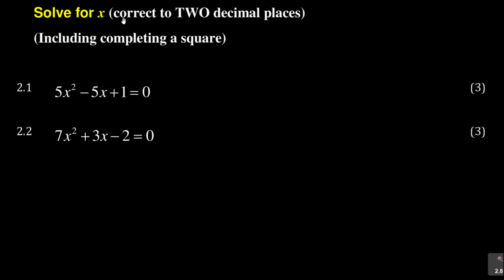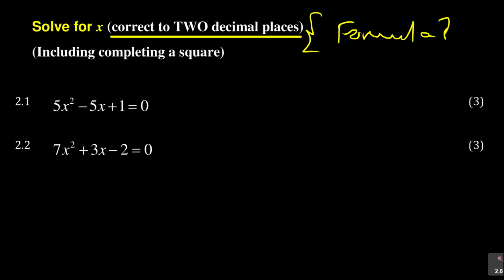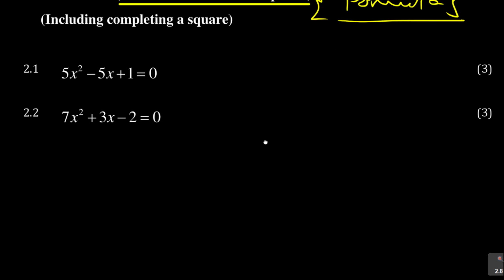It says solve for x correct to 2 decimal places, including completing a square. Now guys, these are the hints. If they say correct to 2 decimal places, the moment they put that, just know you are going to use the quadratic formula. Whenever you find yourself saying correct to 2 decimal places, just know that it's going to be the quadratic formula.